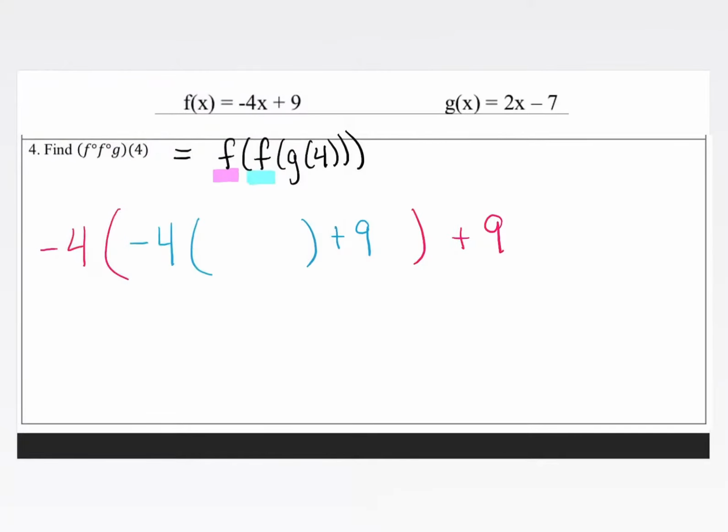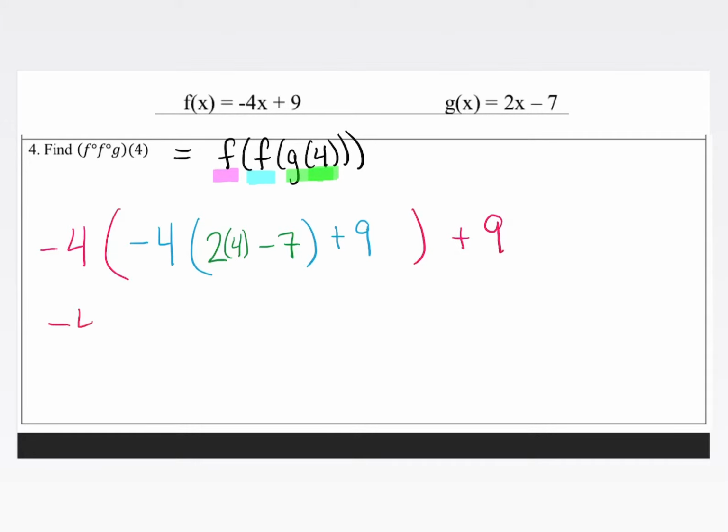Last but not least, our innermost function, we have g of 4. So in my x here, from that second f of x function, I'm going to plug in 2x minus 7. But again, we have that 4 here. So instead of x, I'm going to replace that with my 4. So we will get the same answer in the end, however, it's just a little bit more layered. So we're going to solve this using PEMDAS. We're going to use our innermost parentheses first. 2 times 4 gives us 8. 8 minus 7 gives us 1.